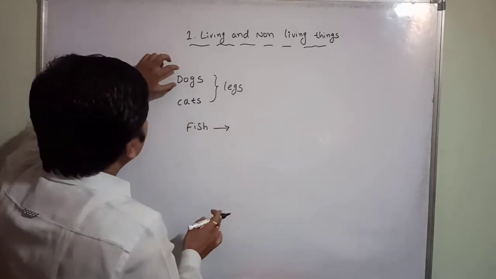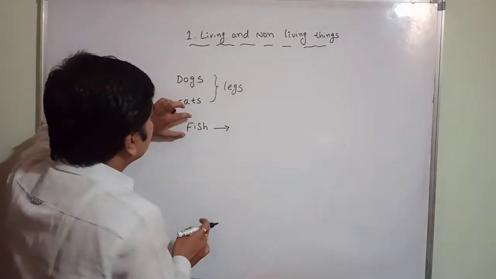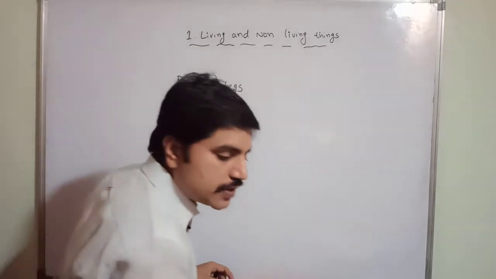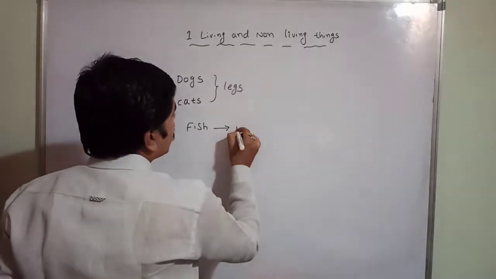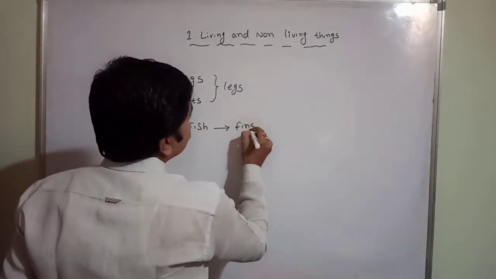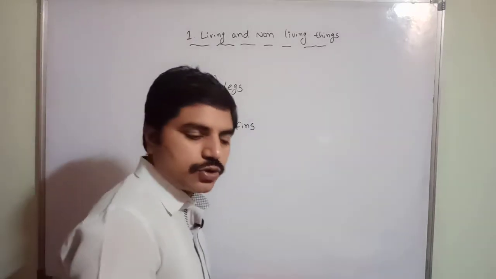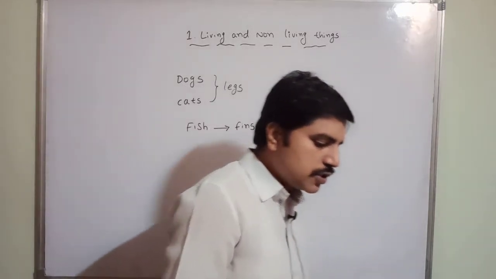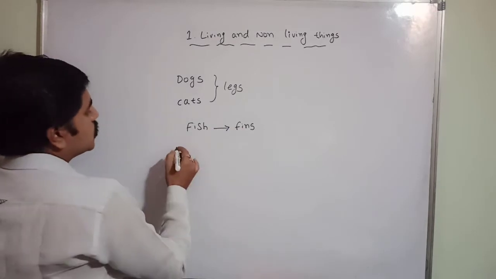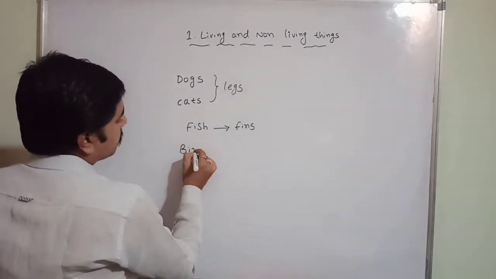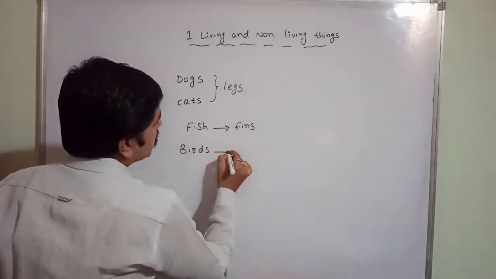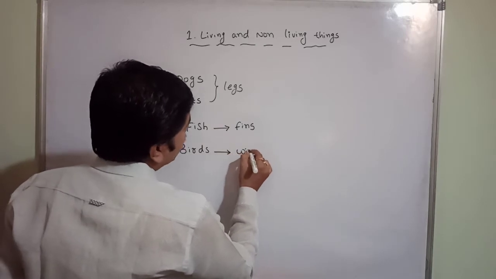Dogs and cats are using legs. The fish is using what? Fins. The fins help it swim, correct or not? And next one, birds fly using their wings. So birds are there now. The birds are using their wings to fly.